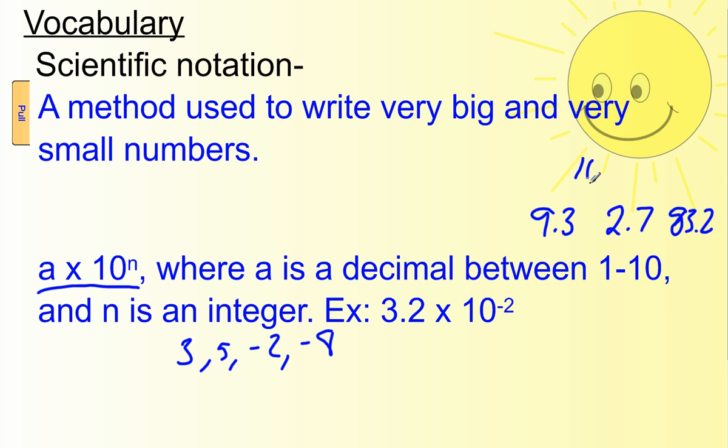So even if you had a 10.3, that's no good. Or a 0.2, that's no good. In this case, the 0 doesn't count as one of the digits in front of the decimal. You need a non-zero digit in front.